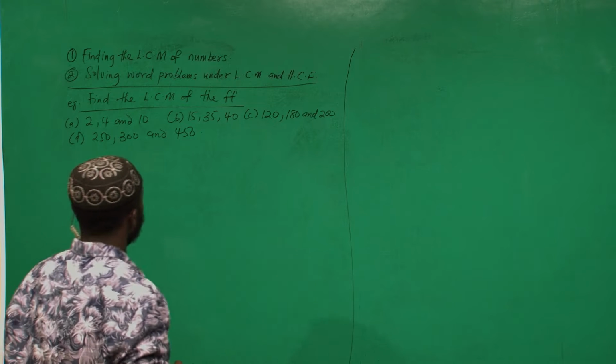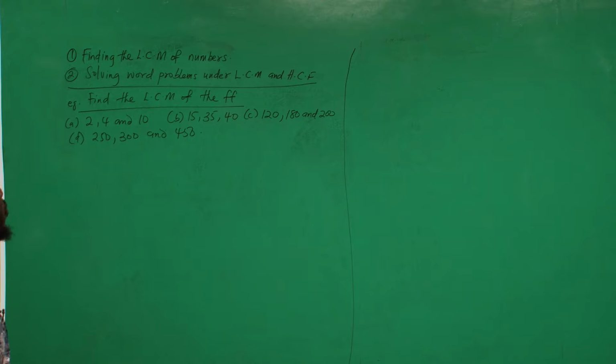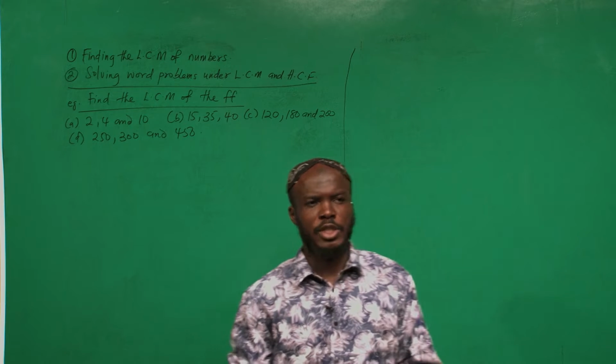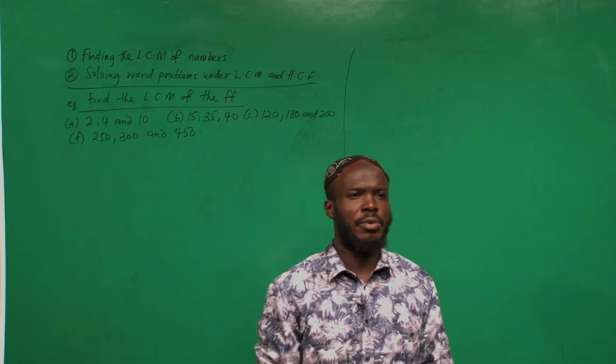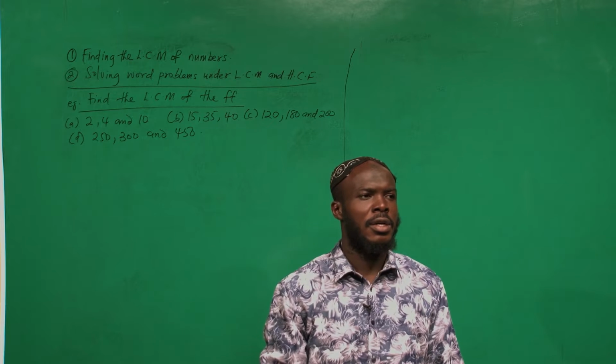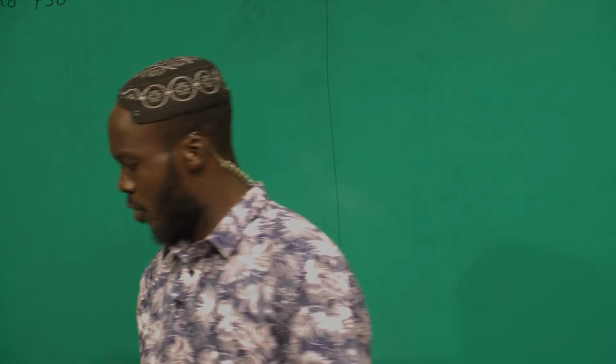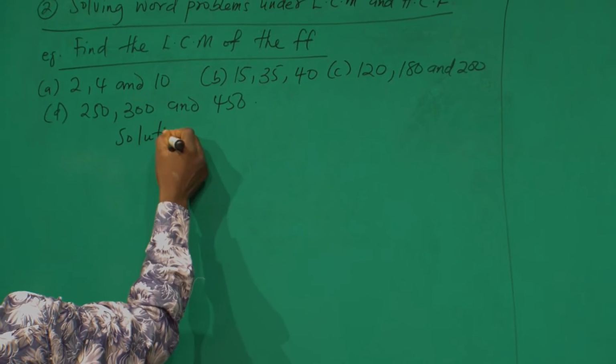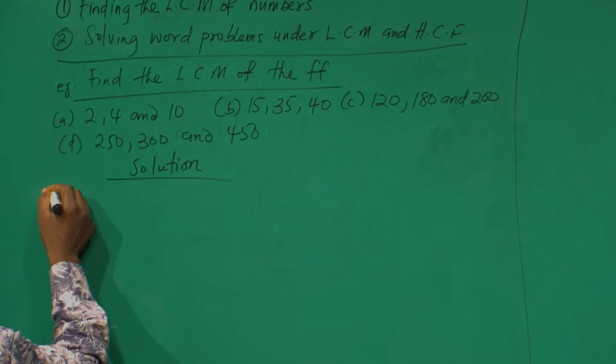Okay, so we've been asked to find the LCM of the following. And what is the meaning of LCM? It is the least common multiple. And what is a multiple? A multiple is the answer or the result we obtain when two whole numbers are multiplied together. Example, 5 times 2 is 10. The 10 is the multiple, where the 5 and the 2 become the what? Factors. So that is a multiple. Okay, so let's try solving the questions with the two methods given.